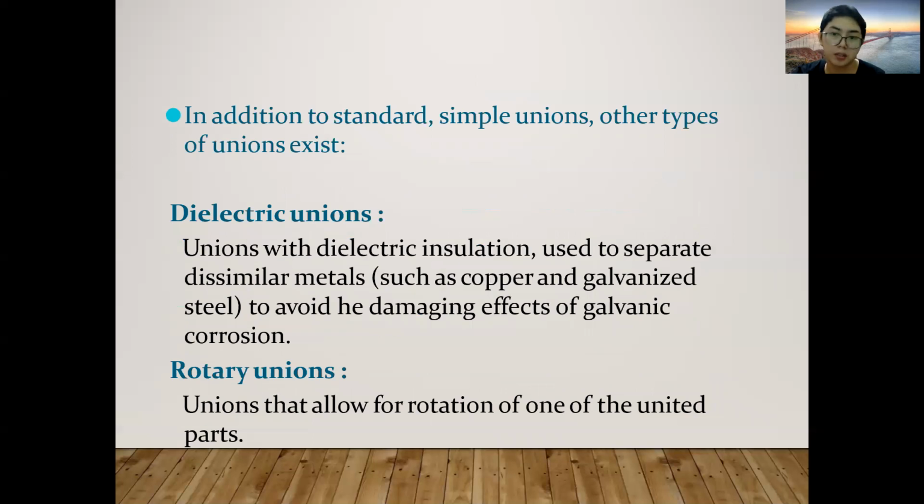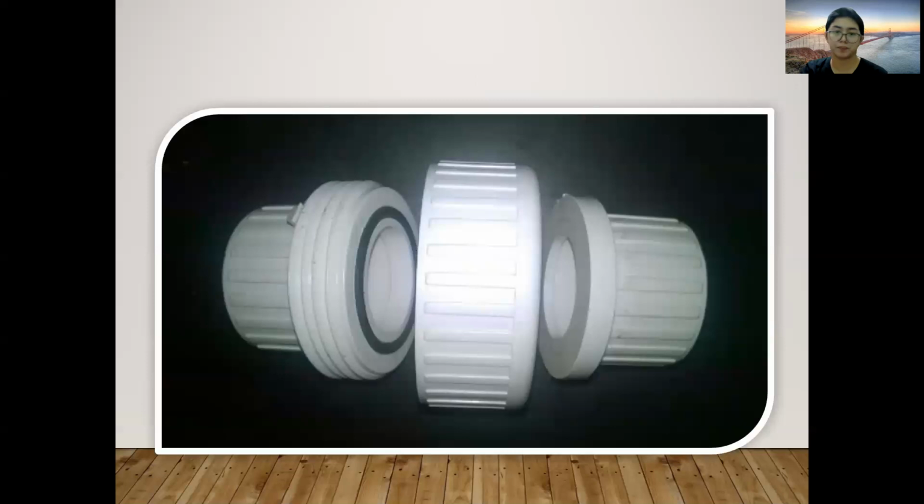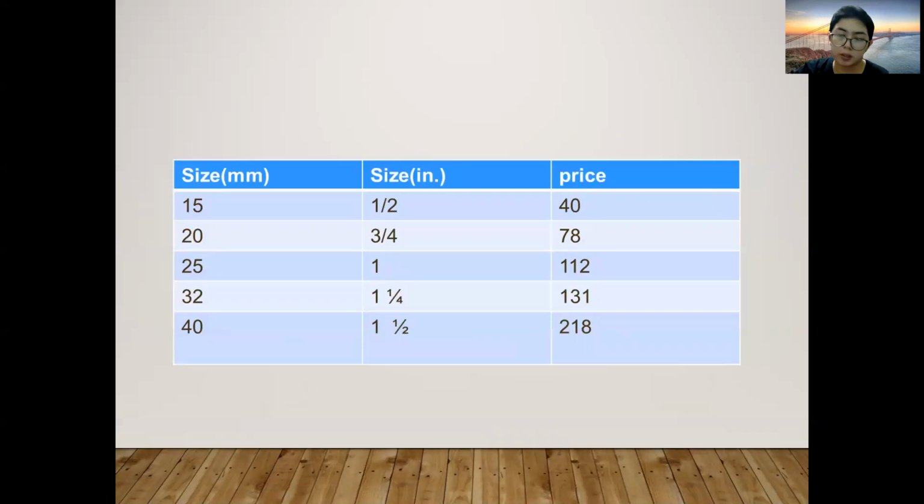In addition to the standard simple union, other types of union also exist. There are dielectric unions, which are used to separate dissimilar metals, and rotary unions, which allow for rotation of one of the united parts. And this is an example of a union. It's a picture. It's also a standard method for prices and sizes, in millimeters and inches. This price is in pesos.